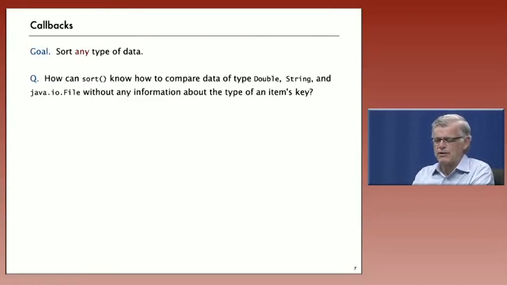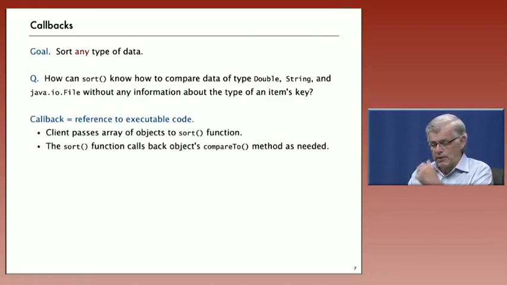How can sort know how to compare data of all these different types without being given any information about the type of an item's key? And the answer is that we set up a mechanism known as a callback, or a reference to executable code, where the client, by passing an array of objects to the sort function, in Java there's an implicit mechanism that says that any such array of objects is going to have a compareTo method. Then the sort function calls back the compareTo method associated with the objects in the array whenever it needs to compare two items.